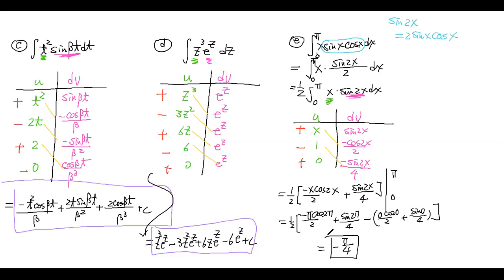Okay, so now the last one is a little bit harder, but it's not bad. Let's go to the next page. So the last one is problem F. I'm integrating t cosecant squared t dt. So you see, I have a polynomial and I have a type of trig function. Maybe I can use the tabular form.